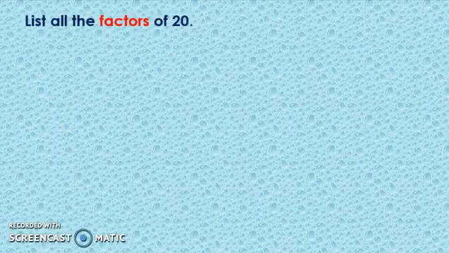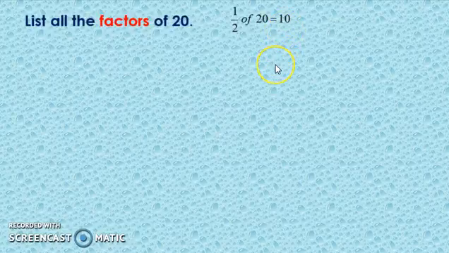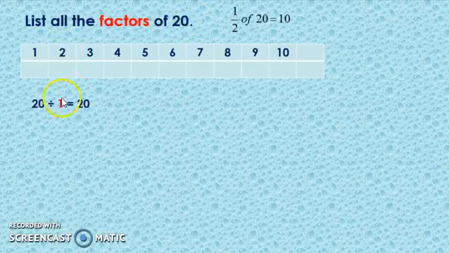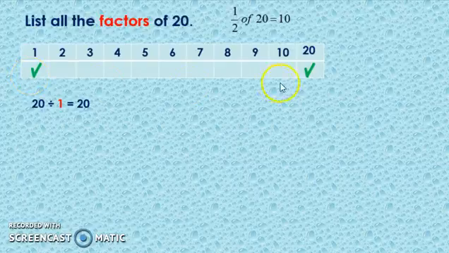Let's try another question. List all the factors of 20. Now we've said you only need to test up to half the value of 20. Half of 20 is 10. So I only need to check the numbers from 1 through 10. 20 divided by 1 is 20. So both 1 and 20 are factors. And for every whole number, 1 and the number itself are always factors.